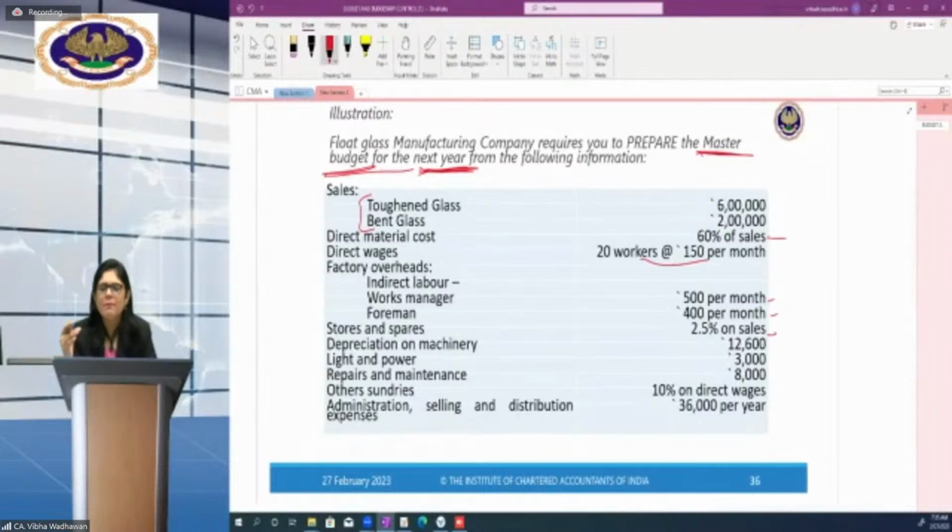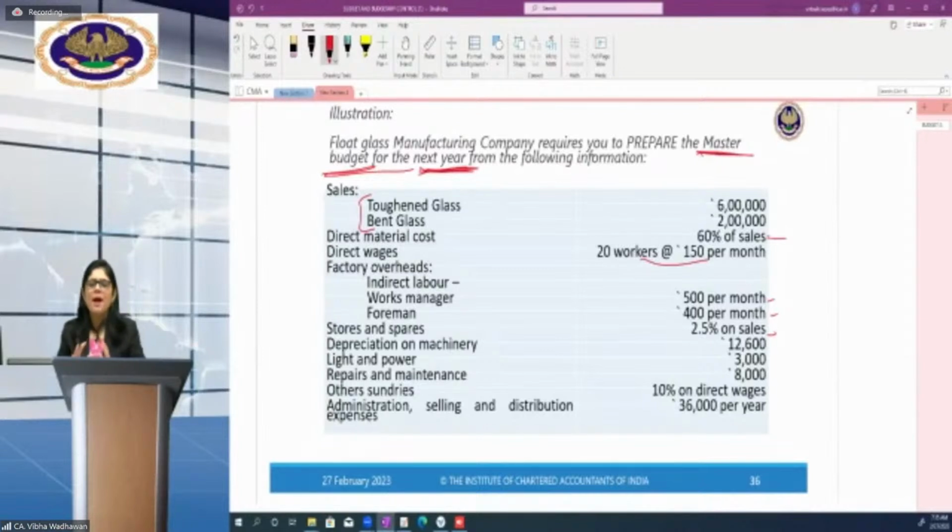So whatever is given per month, we will consider it to be fixed. Stores and spares are a percentage on sales. So any percentage on sales given, we have to take it as variable. And where per month charges are given, we can consider them as fixed charges. All right. Depreciation, light and power, repairs and maintenance, other sundries, administration, selling and distribution.